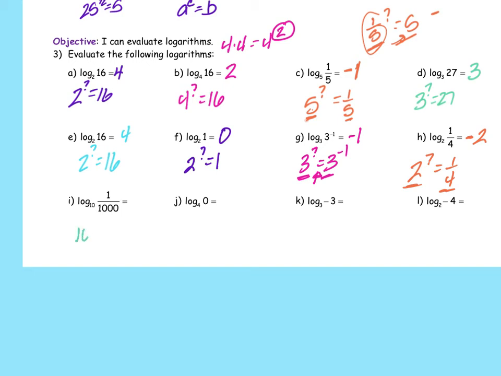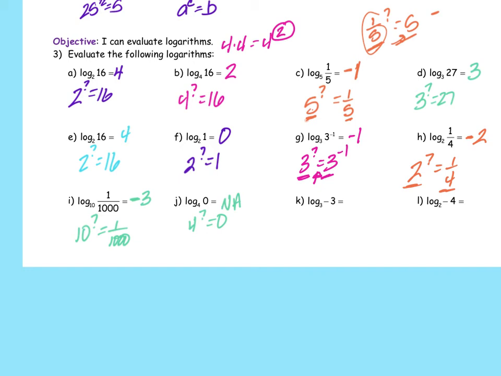This one says 10 to what power equals 1 over 1,000. So I have a whole number and a fraction again, which means I'm going to have a negative exponent. And 10 to what power is 1,000 is 3. So that's negative 3. And then J says 4 to what power equals 0? Is there any power that's going to make it equal 0? None. This is a no answer. N-A. There's nothing.